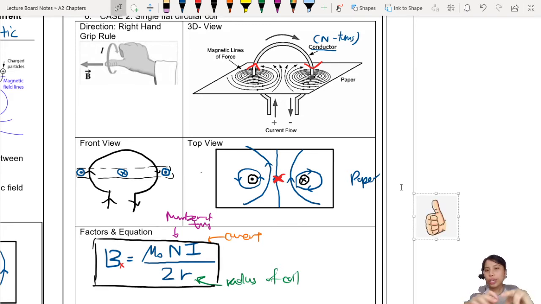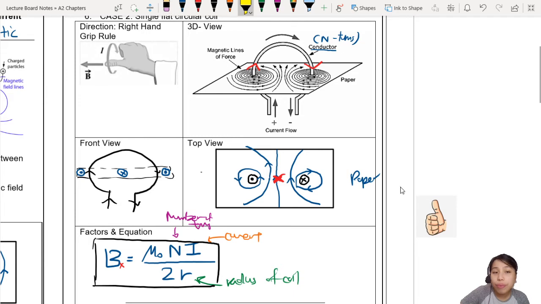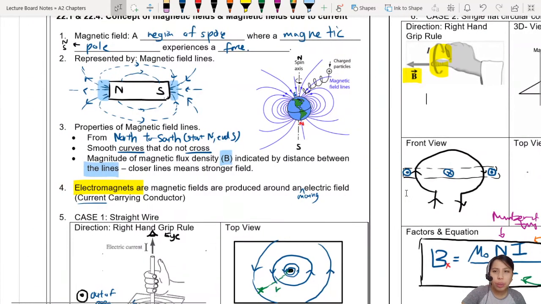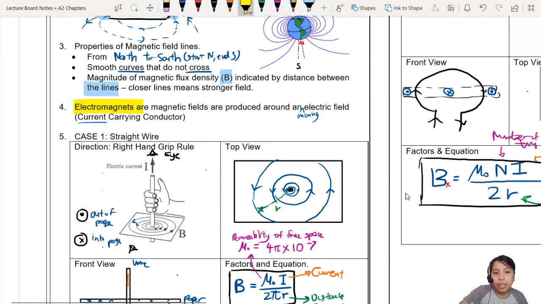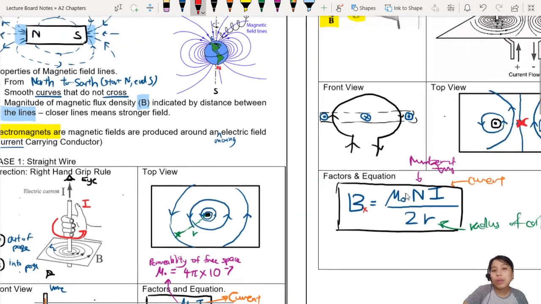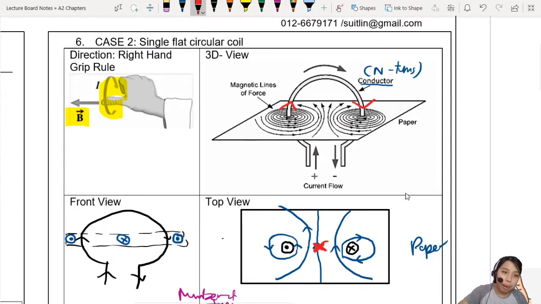One quick thing to note is how you can use your thumb and your right hand in a slightly different way. If you notice, here, the thumb up here refers to the B field, and the curl of your fingers can be current. You're like, Miss, isn't that the other way from the other right hand grip rule? Yeah. The other right hand grip rule, the thumb is the current and the fingers show the curl of the B field. But you can also use it in another way where your thumb is the B field and your fingers show the curl of the current.